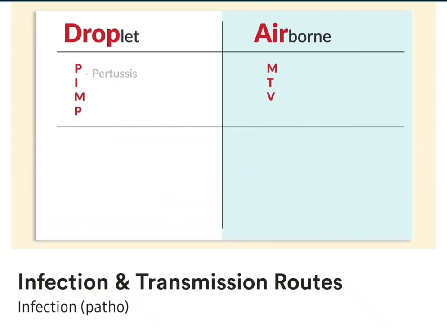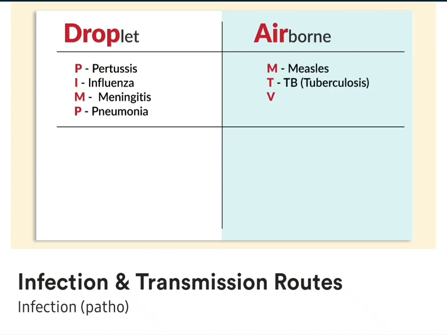So for droplet precautions, P is for pertussis, I is for influenza, that normal flu every year, M is for meningitis, specifically bacterial, and P is for pneumonia. And for airborne precautions, M is for measles, T is for TB, tuberculosis, and V is for varicella.